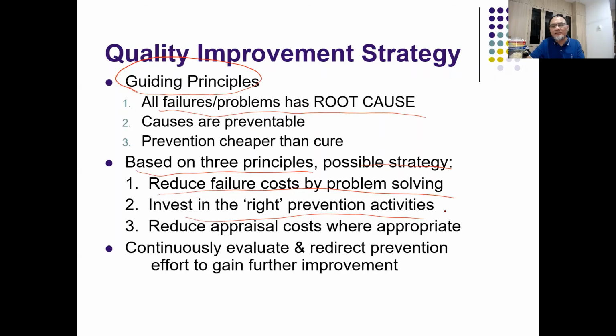You don't want to keep on increasing the inspection. So I don't believe in an organization saying we produce high quality, we have 100% inspection. No, 100% inspection is after the fact. Okay, but obviously for functional related components, brake tests, of course you need 100% inspection. I'm talking about especially appearance defects, aesthetics. So this doesn't require 100% inspection. And you have to continuously evaluate and redirect prevention effort to gain further improvement.